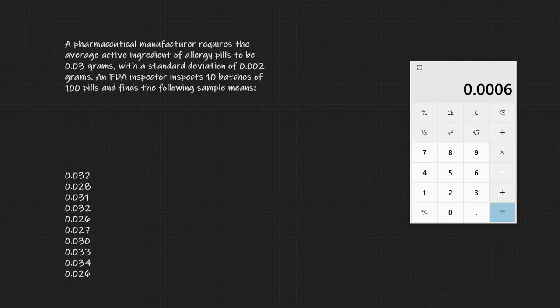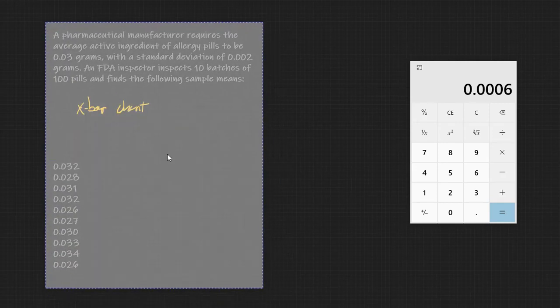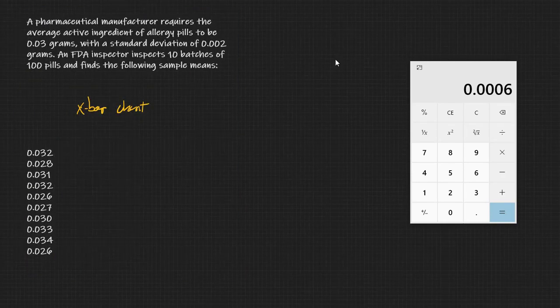Okay, today we're going to look at an Xbar chart problem. And those of you who know me from before, you know that I like to do a little cheat sheet. So as we read the problem, I'm going to start writing on the side.